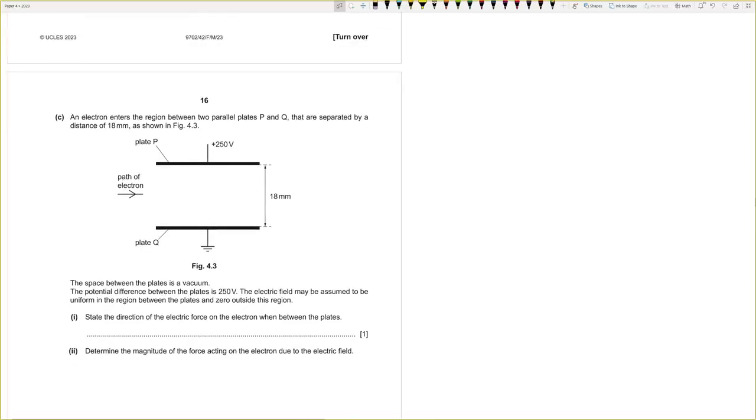An electron enters the region between two parallel plates P and Q that are separated by a distance of 18 millimeters as shown in figure 4.3. State the direction of the electric force on the electron between the plates. This is the positive plate because the negative plate is downwards because it's earthed at 0 volts. So the electron will clearly feel a force vertically upwards. Which is accepted in the mark scheme, but honestly they wrote towards the top of the page. Or you could write towards plate P, or just upwards is fine.